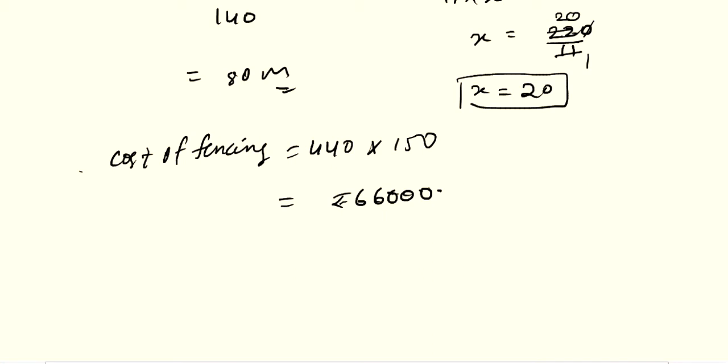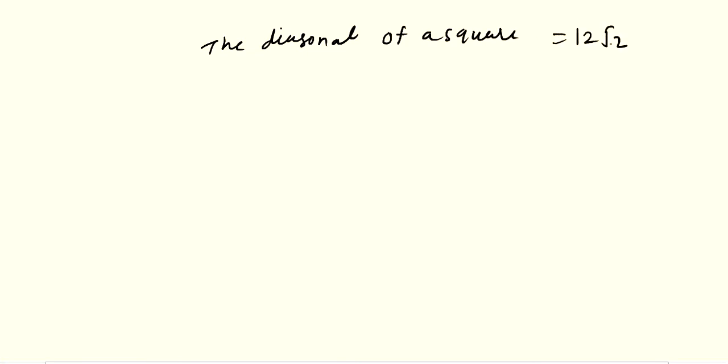So this is your question number 2. Then question number 3 you can solve. Then question number 4. The diagonal of a square is 12 root 2. Find its perimeter.